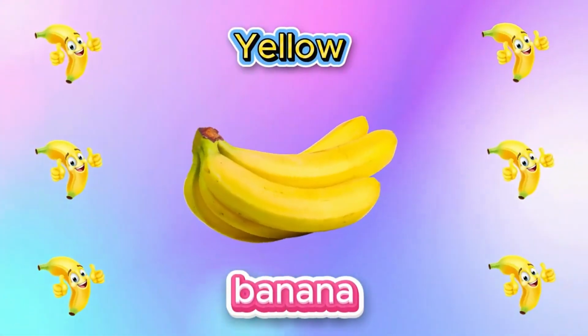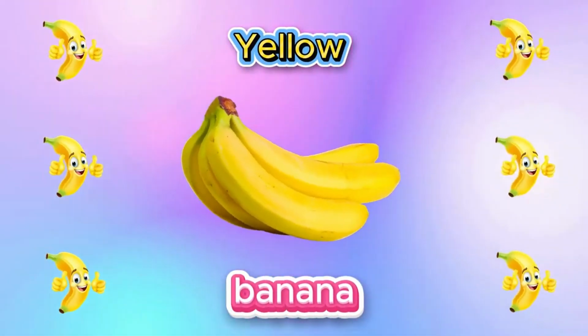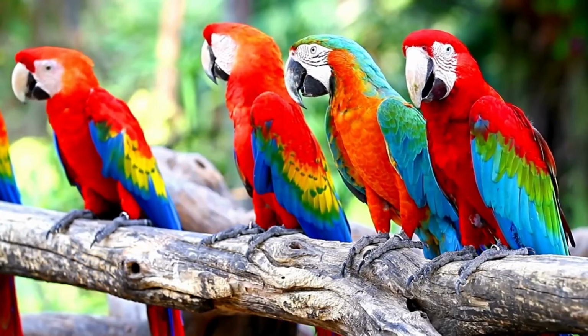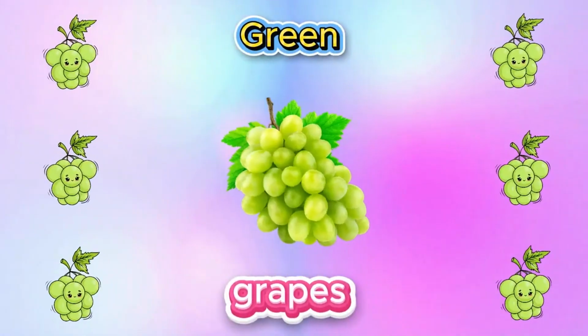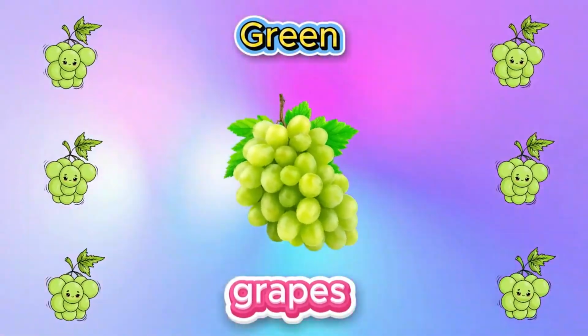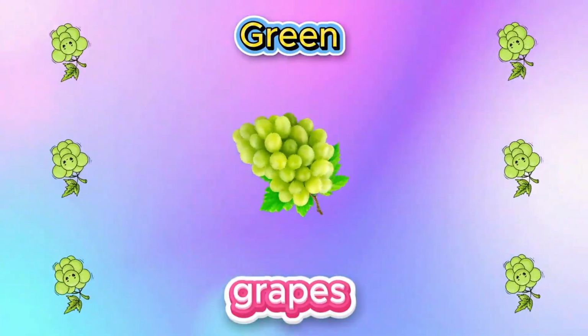Red apple, shiny and sweet, a juicy treat you love to eat. Yellow banana, long and bright, peel it, munch it, what a delight. Green grapes in a bunch so small, pop one in, you'll love them all.